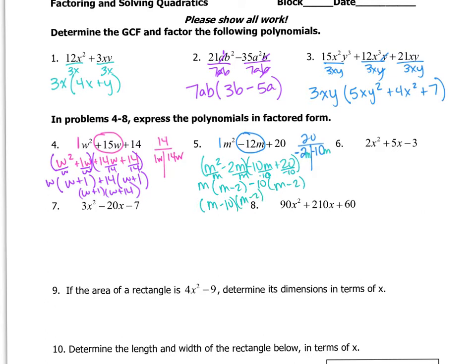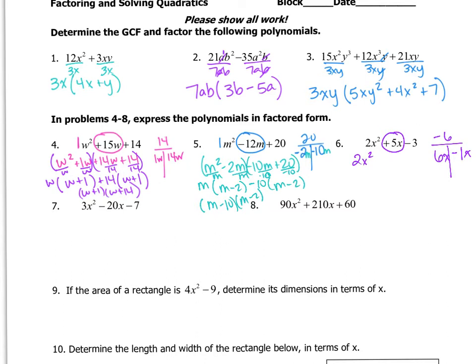When we do number 6, there is no GCF again, and we need to multiply a times c, so that's going to be negative 6. And then we need two numbers that will add to give us 5. So I know I could do a 6 and a negative 1, and that would meet my requirement, so I'm going to go ahead and put an x on that.